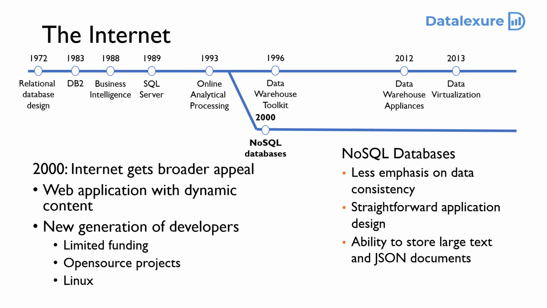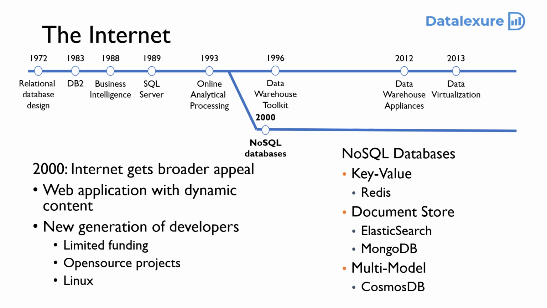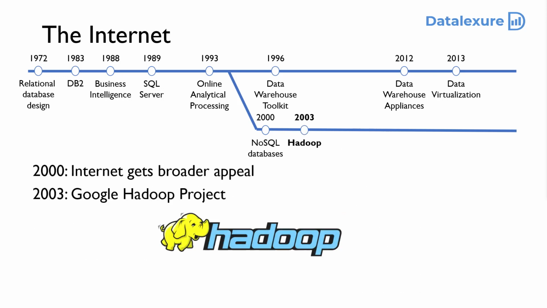These new database systems can be divided into a couple of categories. The most important are key-value stores like Redis, document stores like Elasticsearch and MongoDB, and multi-model. They can behave like multiple categories. An example of this is Cosmos DB. Did any of these new databases make it into Microsoft Fabric? Actually, no, but it paved the way for something else.